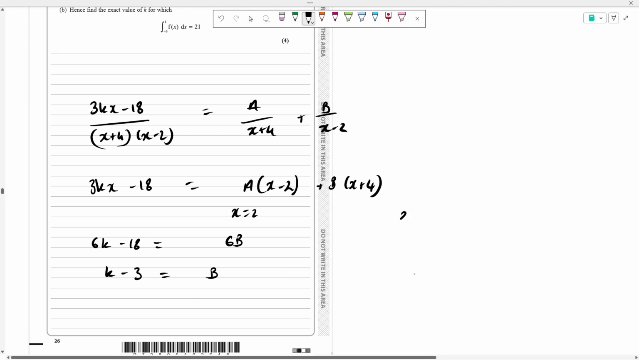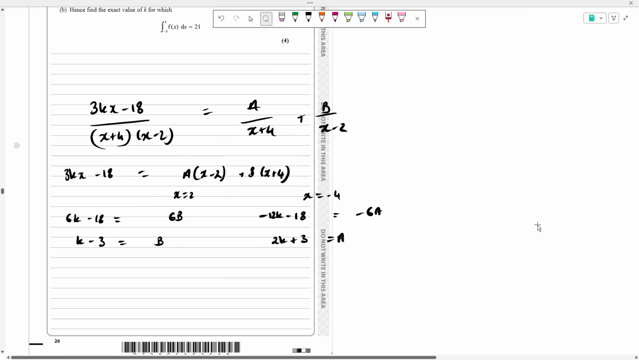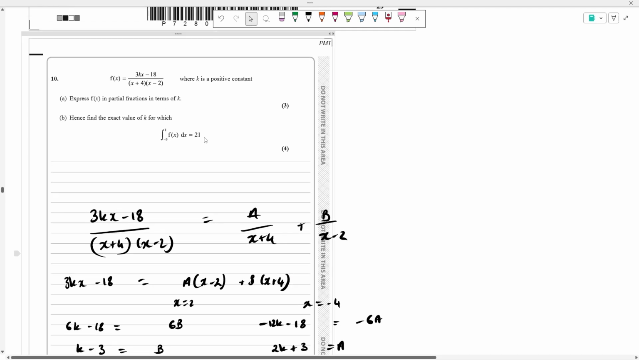And I can do the same thing for x equal to minus 4. So I can set this to 0 this time. So this becomes minus 6A on the right-hand side. On the left-hand side, this becomes minus 12k minus 18. I can divide this by minus 6 again. This will give me 2k plus 3 is equal to A. And I can rewrite my original partial fractions like so, and this becomes (2k plus 3) over (x plus 4) plus (k minus 3) over (x minus 2). And that is our partial fractions.